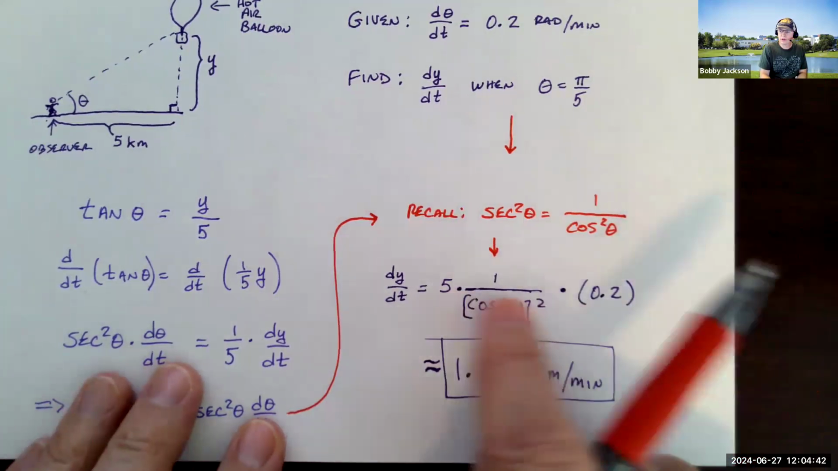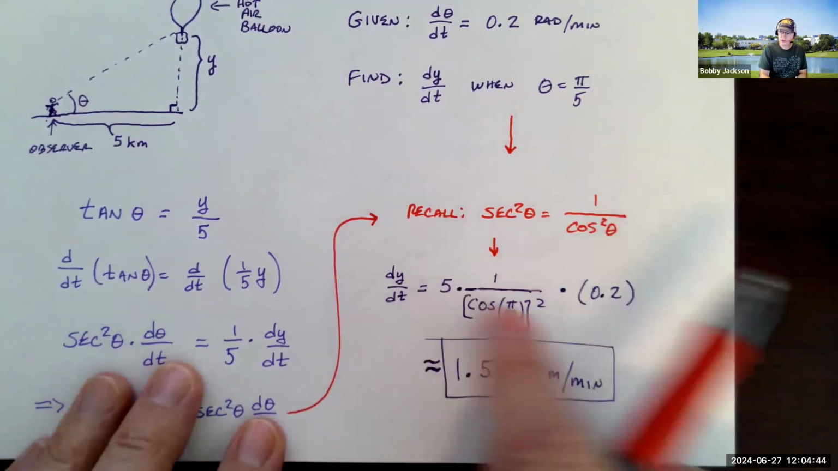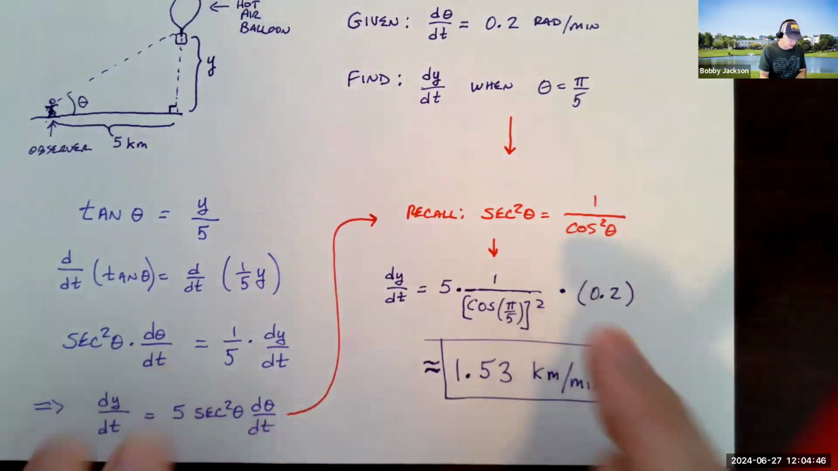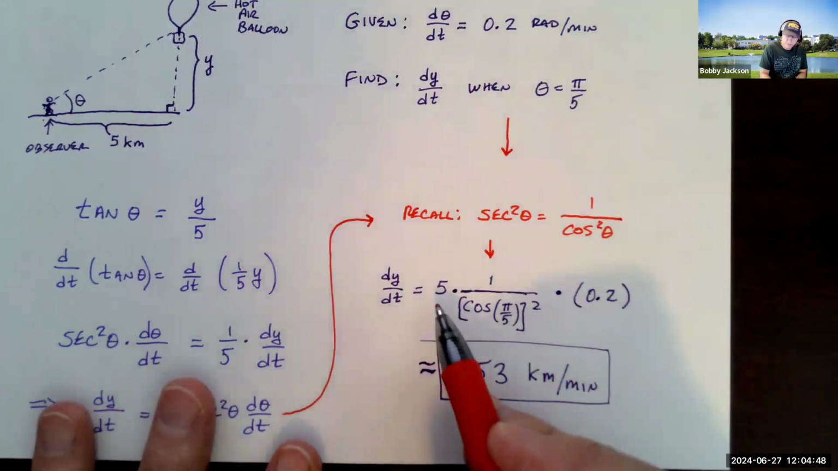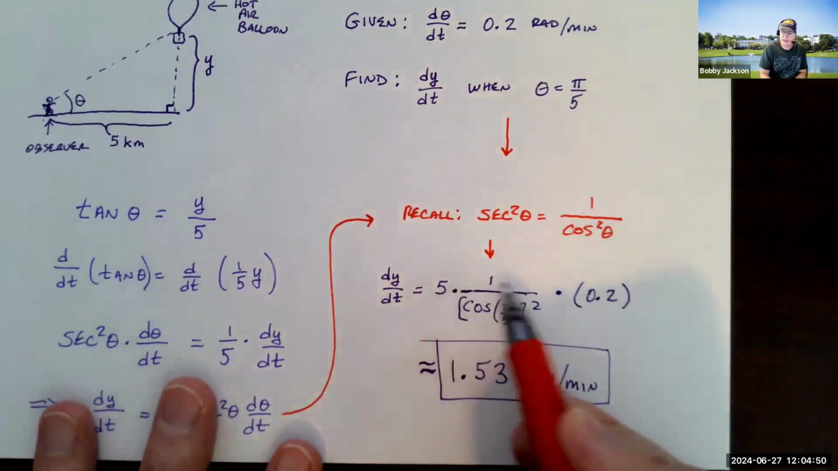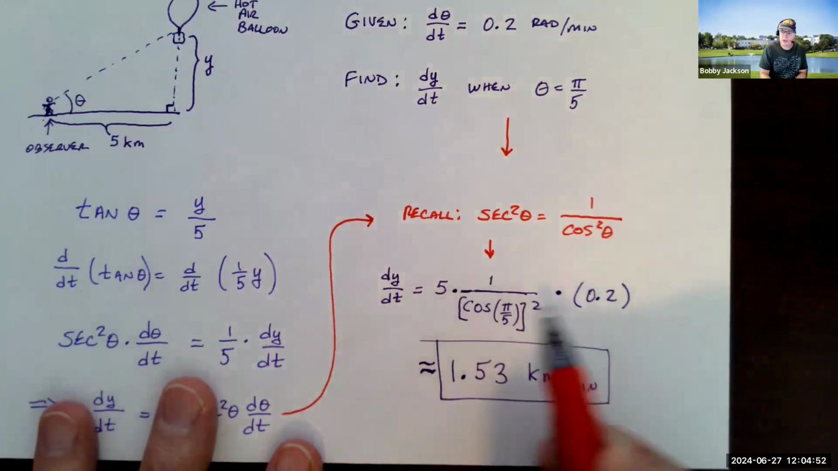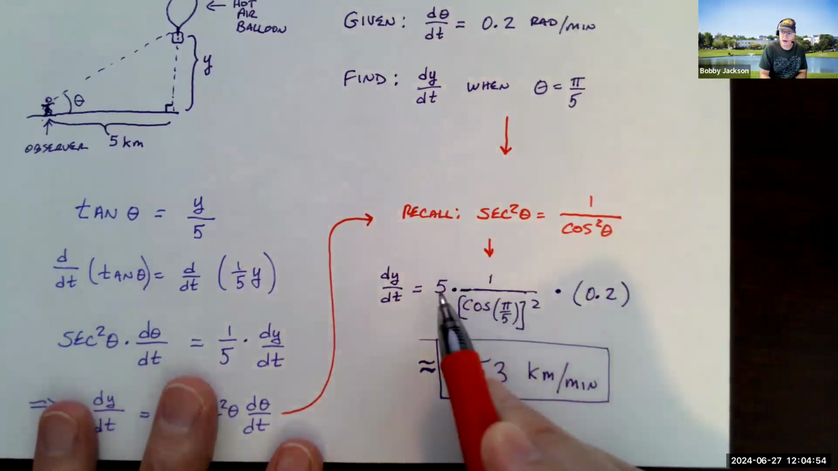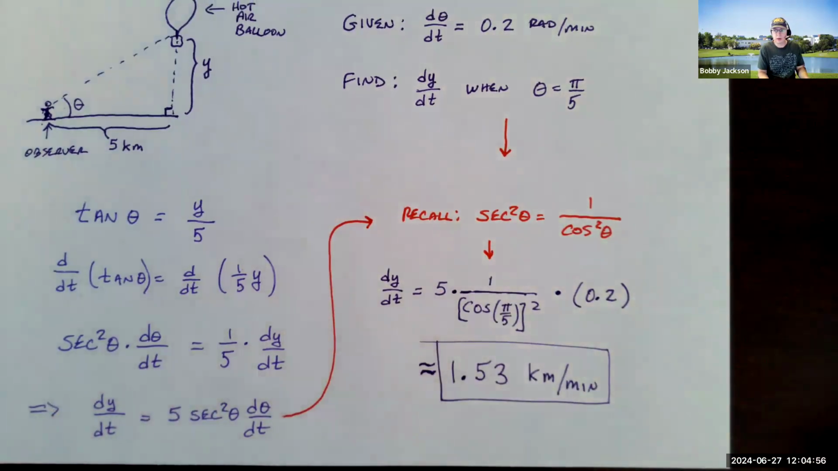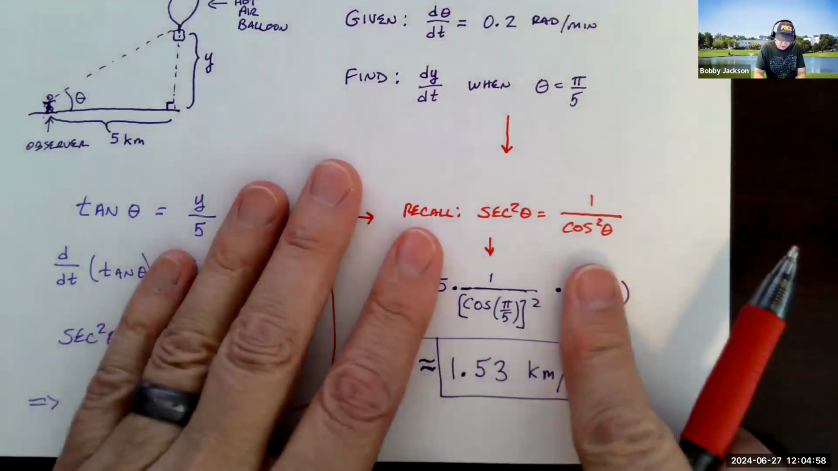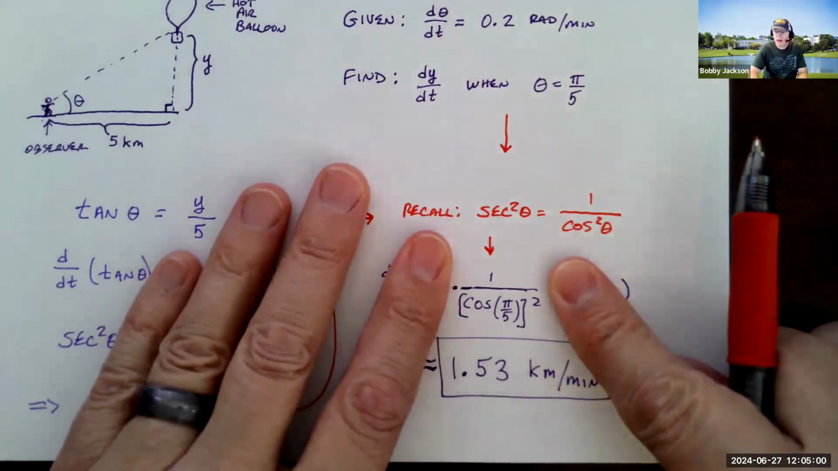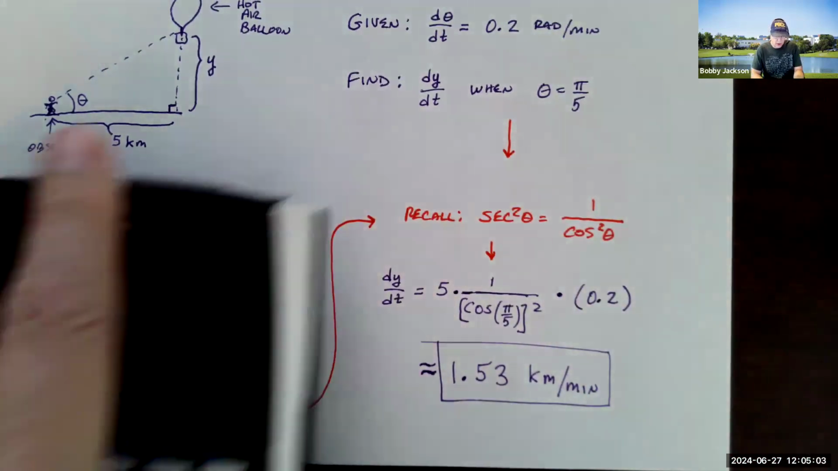Okay, so there's the quantity. Now you can use your calculator to evaluate this. I'll show you how to do that. But I would just say up top, I've got 5 times 0.2 divided by this quantity down here. But 5 times 0.2 is just 1. So really the value we're looking for is just 1 divided by cosine of pi over 5, quantity squared.